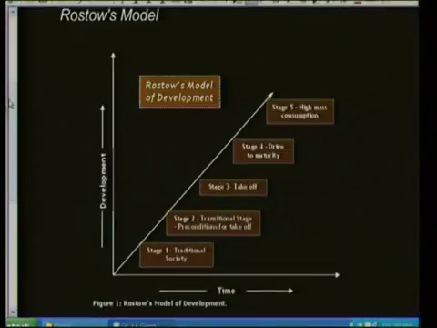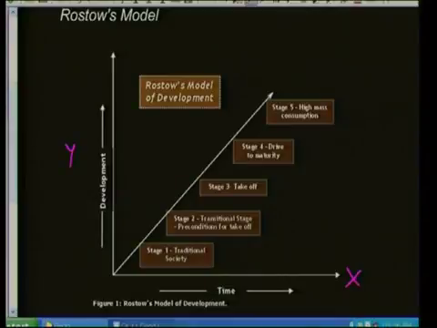So if we look at the model on the screen now, what you will see is that on the bottom axis over here, which is what we call our x-axis, we are depicting the movement of time, okay? So time from when the economy starts to current day time. And on the y-axis, we are depicting the level of development.